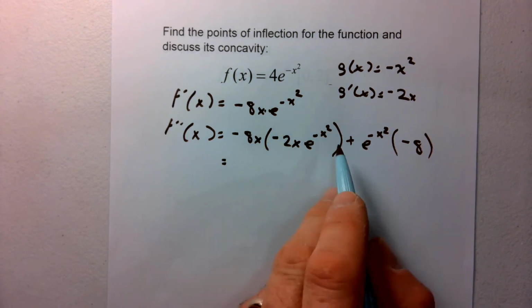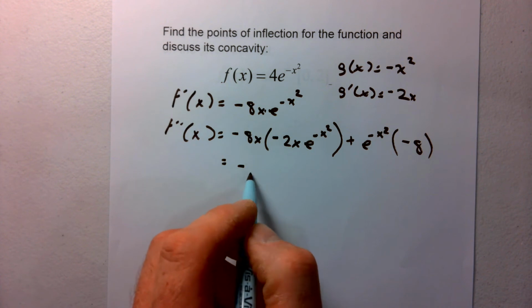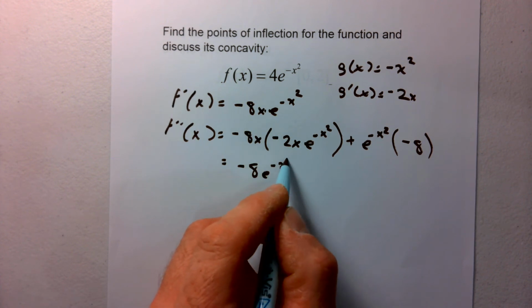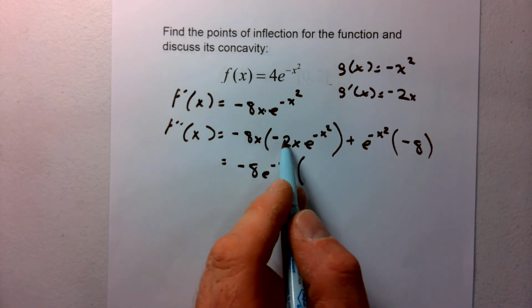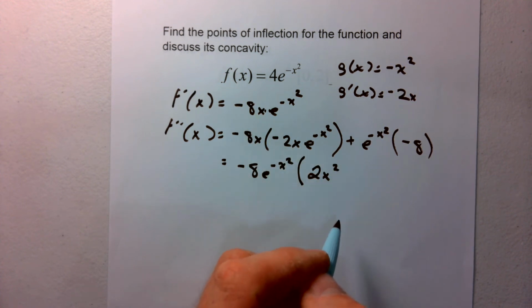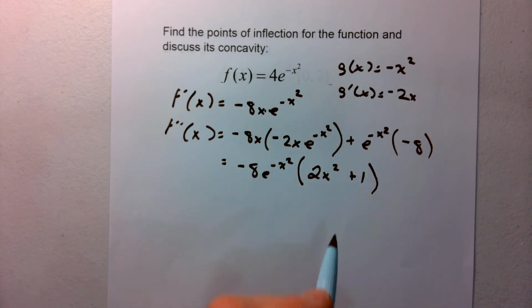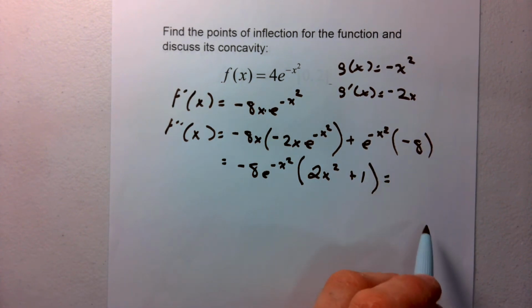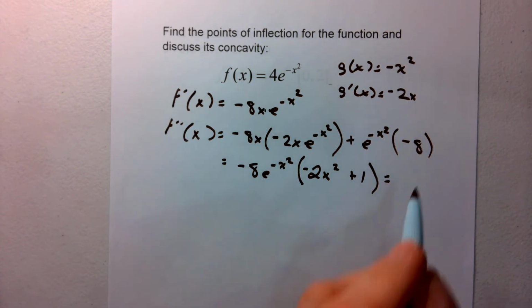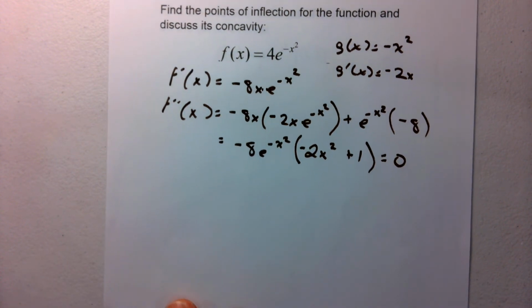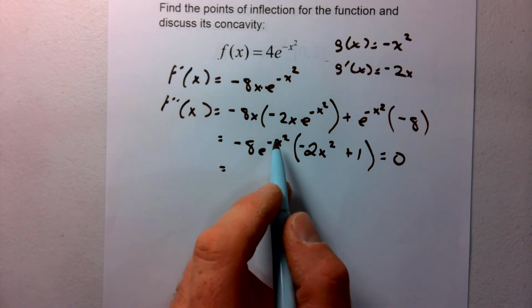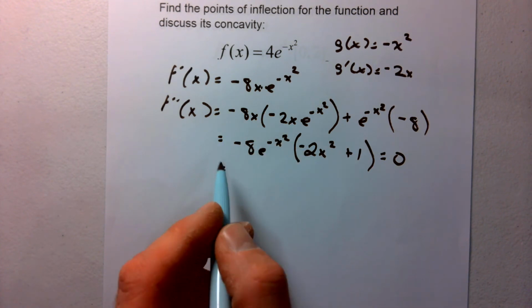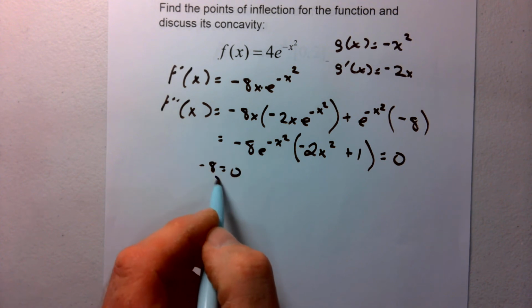I'm going to go ahead and clean this up. I can pull out a negative 8 and an e to the negative x squared. So I get negative 8 e to the negative x squared times what? Well, I have an x squared and I have a 2, so I have a negative 2x squared plus 1. Whew, almost lost the negative. We're going to set that equal to 0. So, what do we have? Well, again, we're going to set each part equal to 0, so I have negative 8 equals 0. That doesn't make sense, so we get rid of that.